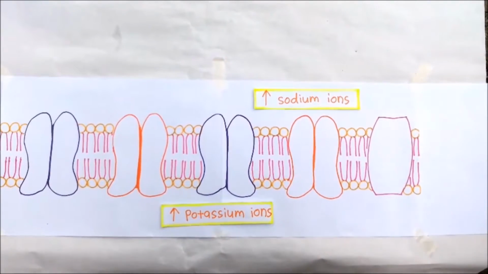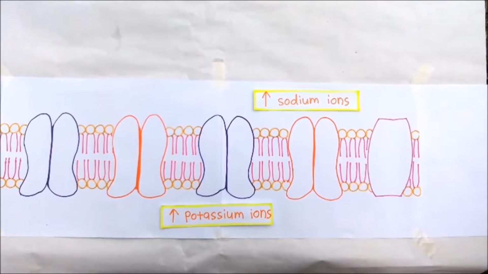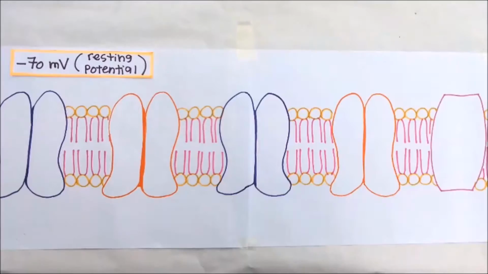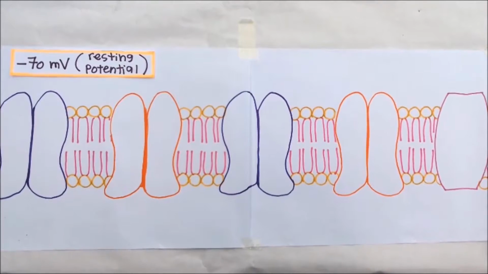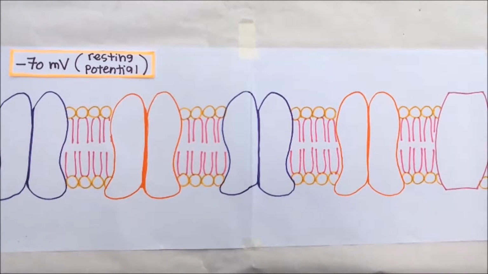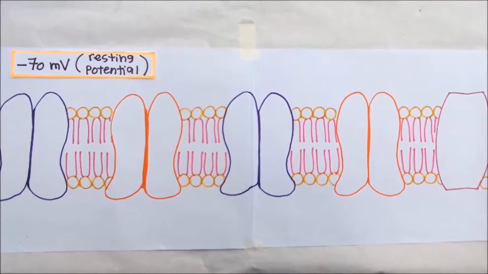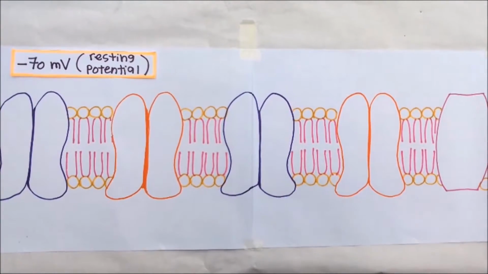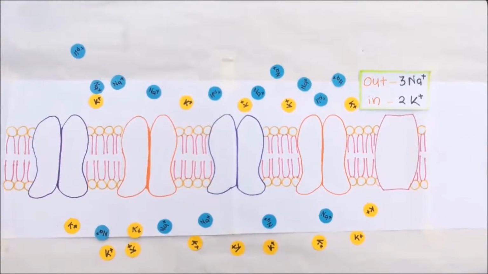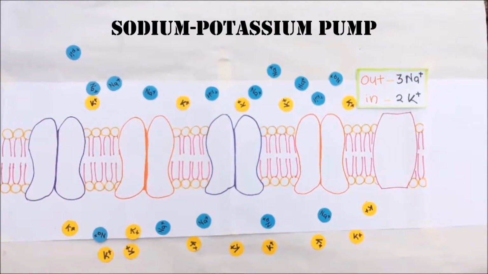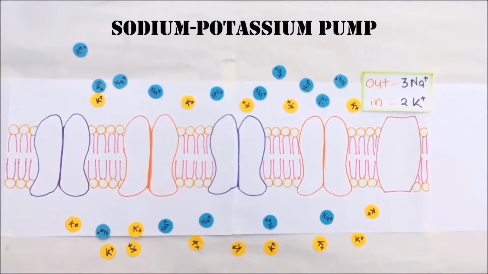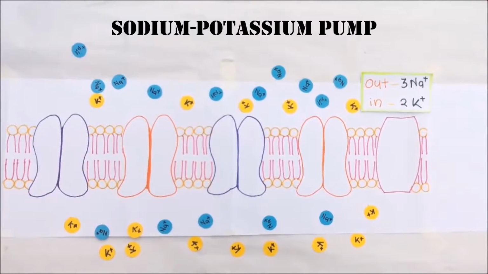There is a higher concentration of sodium ions outside and a higher concentration of potassium ions inside. The extracellular space is more positive than the intracellular space, which creates a voltage difference of negative 70 millivolts. Meanwhile, the sodium-potassium pump regulates the environment by exchanging 3 sodium ions inside for 2 potassium ions outside.